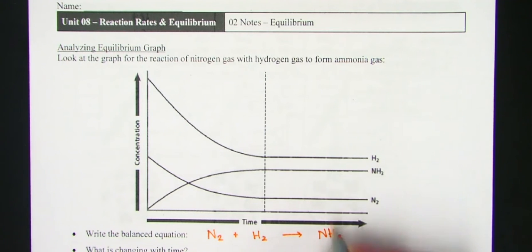And so balancing the equation, we have 3 hydrogens on the product side, 2 on the reactant side. So put a 3 and a 2 there, and then 2 nitrogens and 2 nitrogens. So we are now balanced.